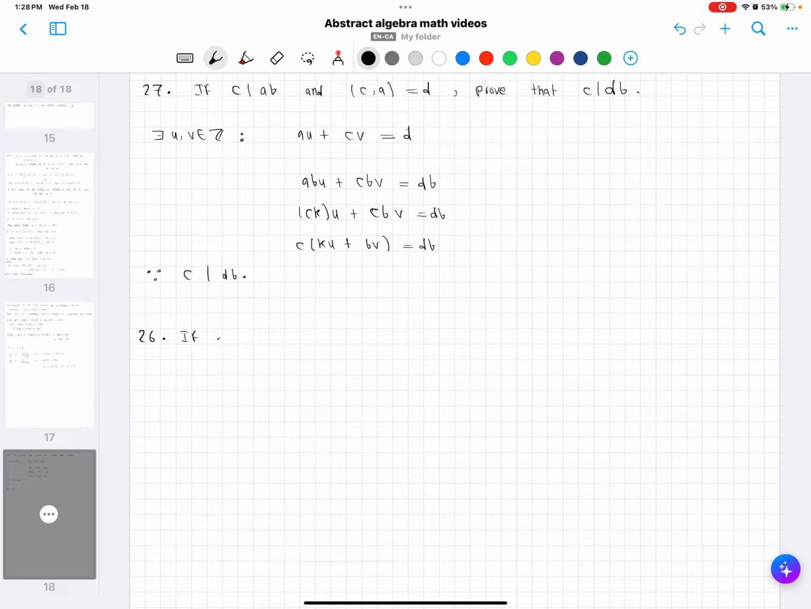If A divides C and B divides C and the GCD between A and B is D, prove that AB divides CD.